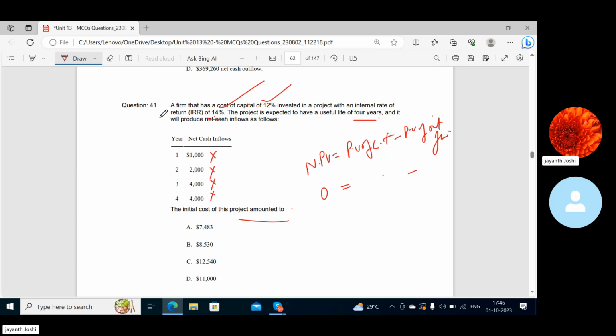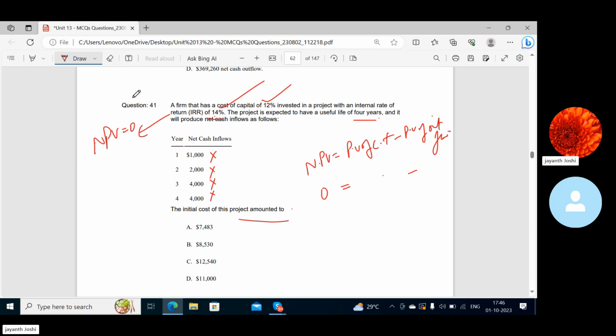Why? Because we know one thing. Invest in a firm that has a cost of 12%. Invest in a project with IRR. See, IRR means what? The cost of capital at which your NPV is exactly equal to zero. Correct?